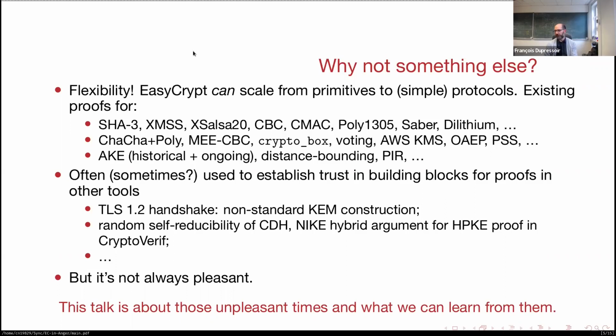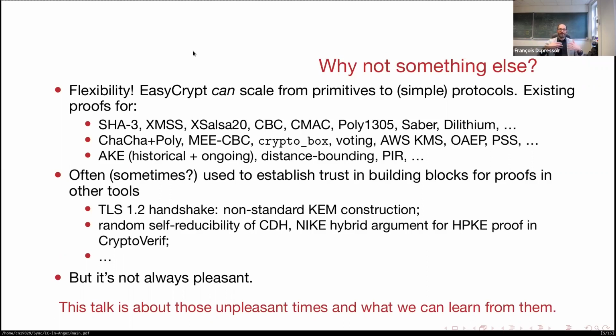We have, from last year, a proof for CryptoBox, which is the public-key authenticated encryption used in NaCl. We've got proofs for voting, and I'll explain why that's a construction and not a protocol. And we've got proofs for the Amazon Web Services Key Management Service, AWS KMS. That's again a very big construction, but it's still a construction proof. OAEP, PSS, a whole bunch of simple constructions that we have generic proofs for, and then instantiating them down to concrete instances. Those are very nice as construction proofs.